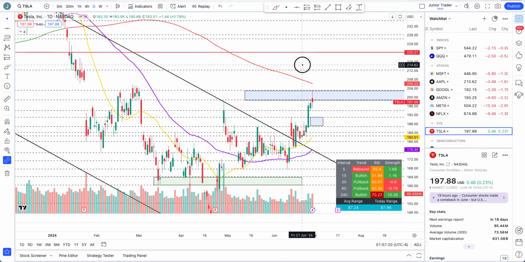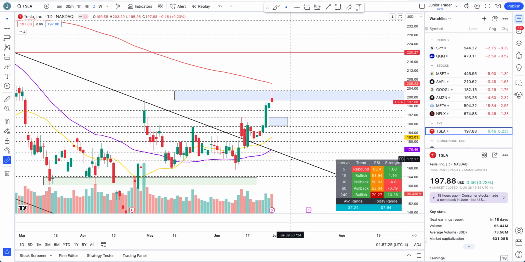So 220, we'll have to go to the weekly interval for this one. Okay, let's do some calculations here. $7 average range almost. 7 times 5 is $35. So technically it's within this range, but that means $7 every day it has to go up, right? Straight up, close high of the day, right? All the time. So not necessarily we would have that.